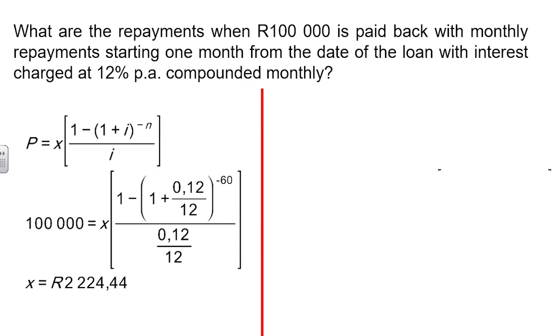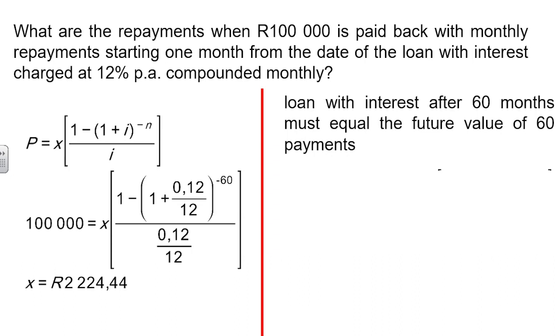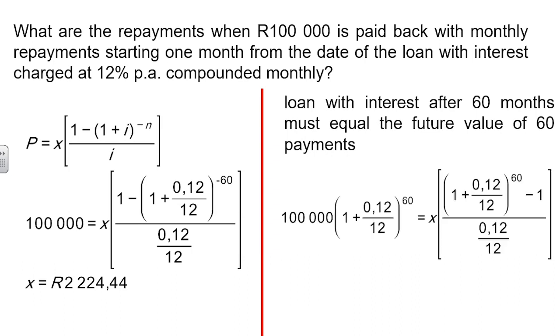But there's an alternate method which doesn't rely on any present value at all, and that's to appreciate that when the loan is paid off, the loan with interest after 60 months must equal the future value of the payments that have been made. We're more familiar with seeing this with a minus sign, in terms of getting our outstanding balance. But obviously, after 60 payments, the outstanding balance must be 0. So we've added this across, and lo and behold, if we solve that equation, we get exactly the same answer.